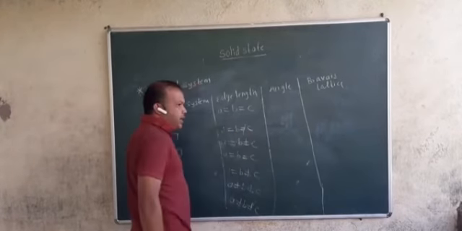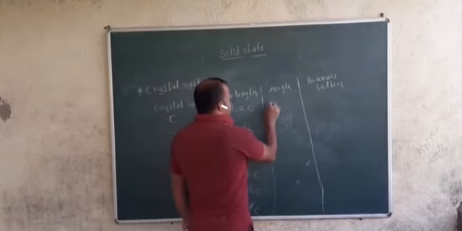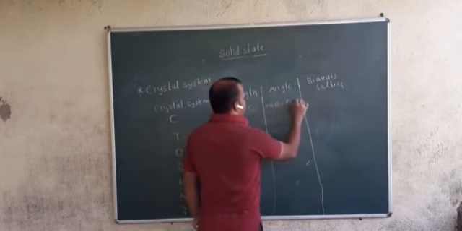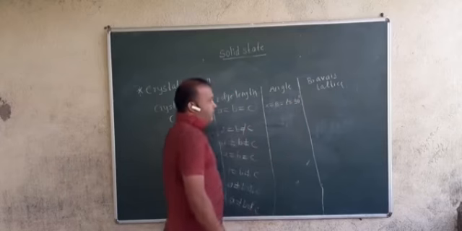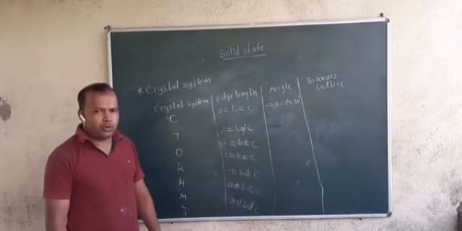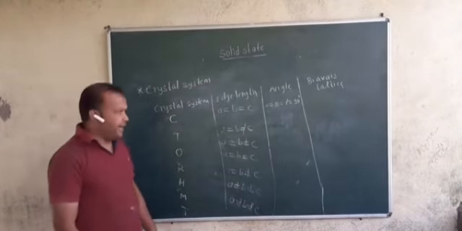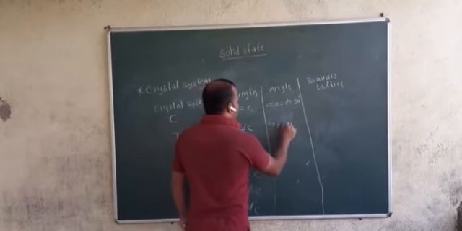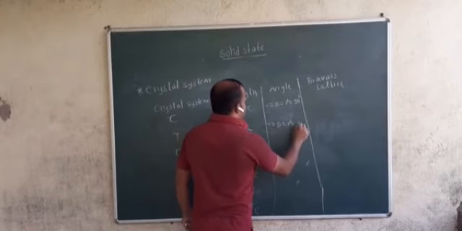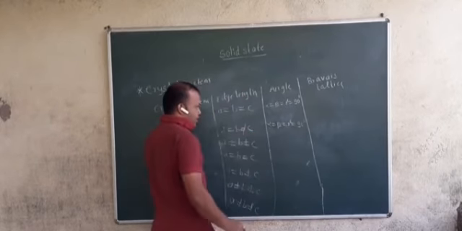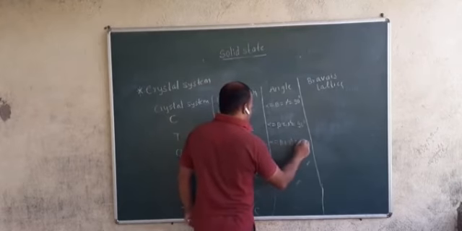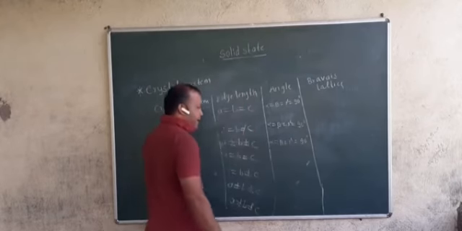Now we'll see the angle. First, alpha is equal to beta, beta is equal to gamma, gamma is equal to 90. Second also same, repeat. Even third one same. Alpha is equal to beta, beta is equal to gamma, gamma is equal to 90.